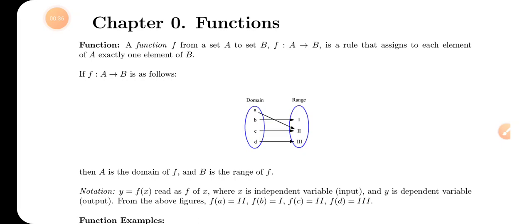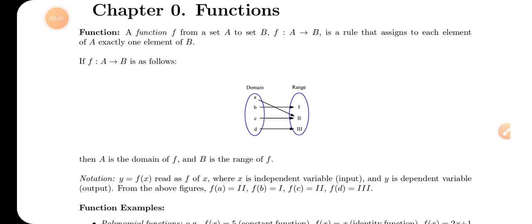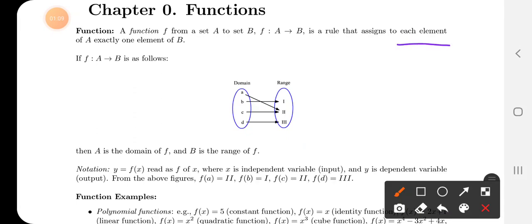So if you remember, function is a relationship between two sets. Function is like a machine, so you have an input and output. Like a juicer machine, the juices are input and the juice is the output, and the machine itself is a function. But the formal definition of function is that it's a rule that assigns to each element of A exactly one element of B. Here two things are important: each element of A and exactly one element of B.